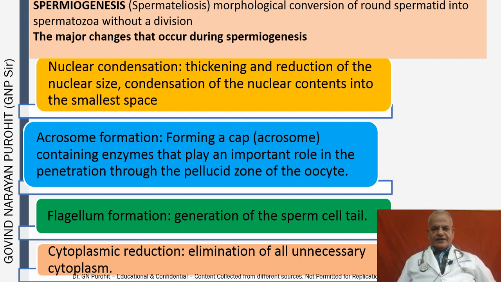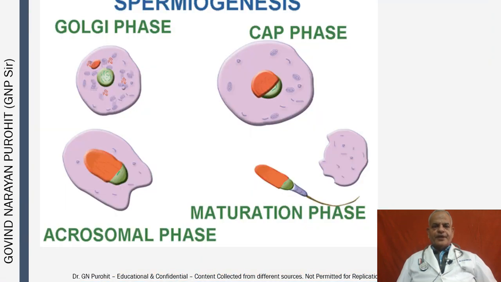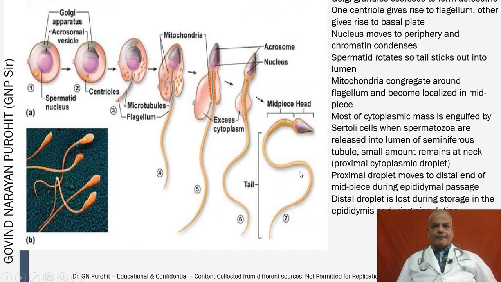Then there is flagellum formation and generation of the sperm tail. Then there is cytoplasmic reduction, elimination of all unnecessary cytoplasm. Spermiogenesis involves 4 phases: the Golgi phase, the cap phase, the acrosomal phase, and the maturational phase. The Golgi, they divide to form one centriole gives rise to flagellum, other gives rise to the basal plate.